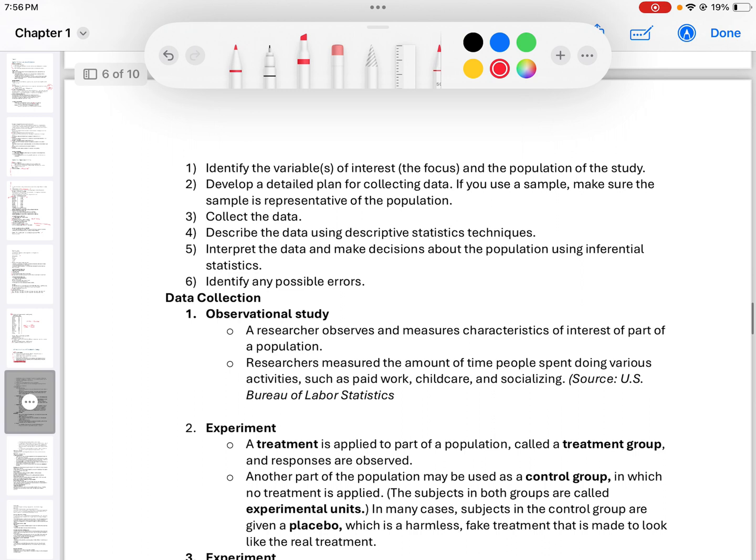So here are your steps when you want to conduct a study. First, you want to identify the variables of interest, the focus, and the population of the study. Second, develop a detailed plan for collecting data. If you use a sample, make sure the sample is representative of the population. Third, you want to collect your data. 4. Describe the data using descriptive statistic techniques. 5. Interpret the data and make decisions about the population using inferential statistics. And 6. Identify any possible errors.